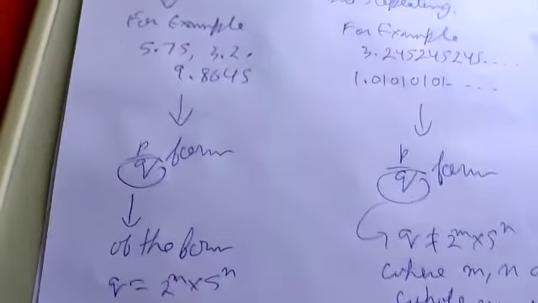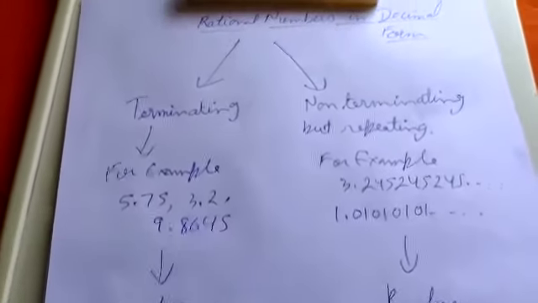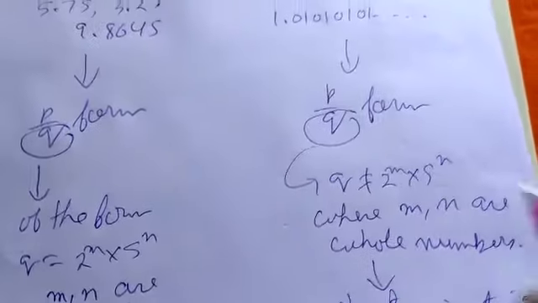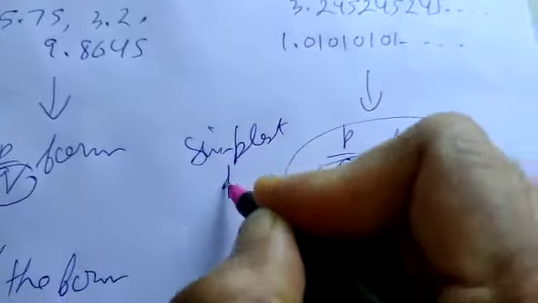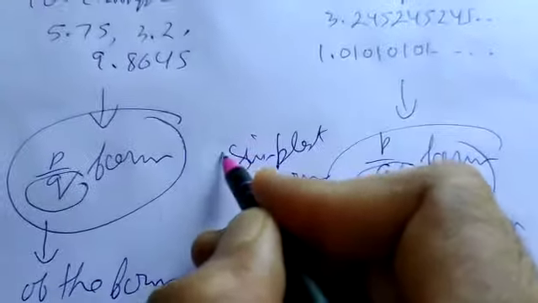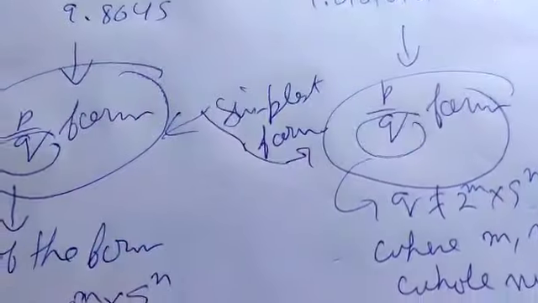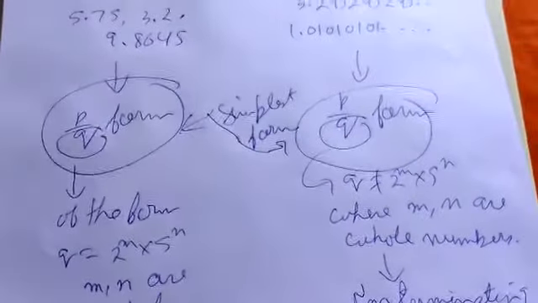And while doing the prime factorization, take care that p by q should be written in the simplest form. This should be in simplest form. Similarly here, this should be also in simplest form. So both of them should be in simplest form. P by q should be in simplest form, then only you have to apply this rule.